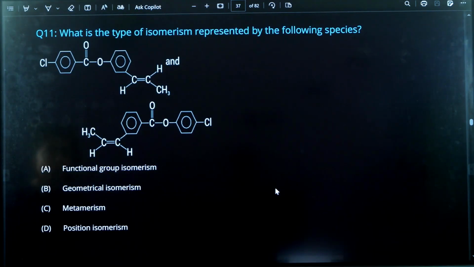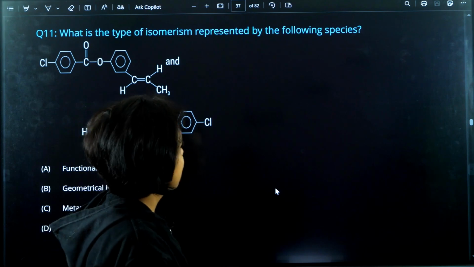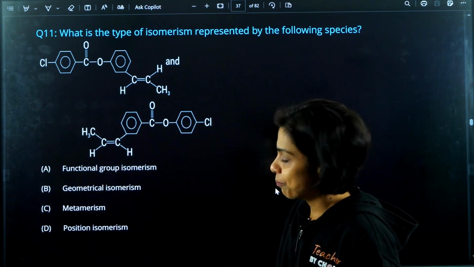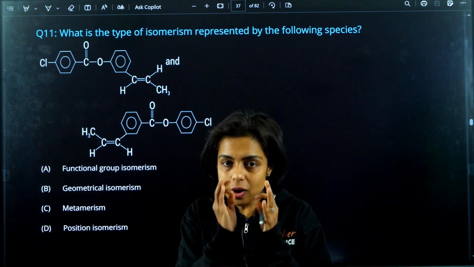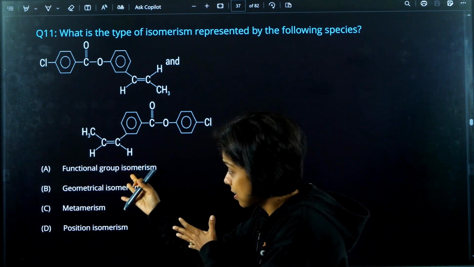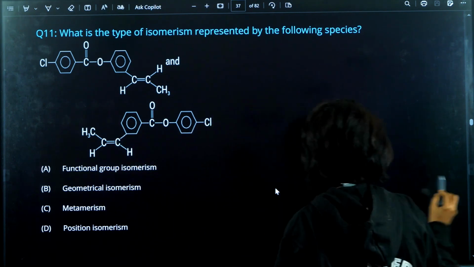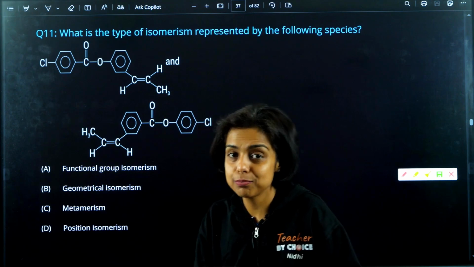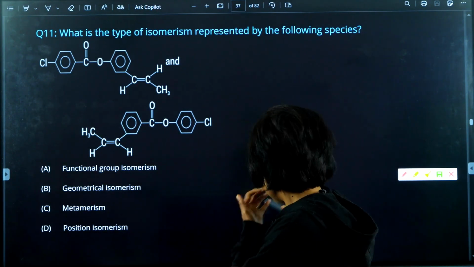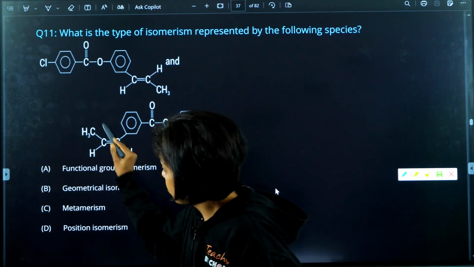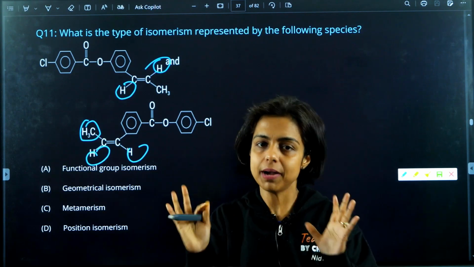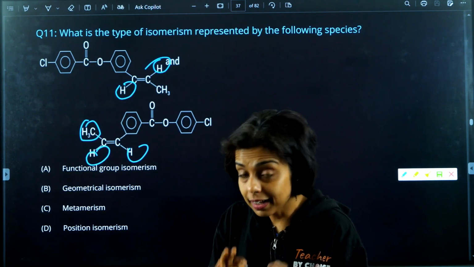Now, what is the type of isomerism represented by the following species? Just have a look. Okay, nice, interesting question. There is one thing that you might get wrong. You might think it is geometrical isomerism by looking at the double bond, right? I'm sure many of you fell into the trap. You can see here geometrical isomerism: CH3, H on the same side, H on the opposite side. So you'll quickly mark it as geometrical isomerism.